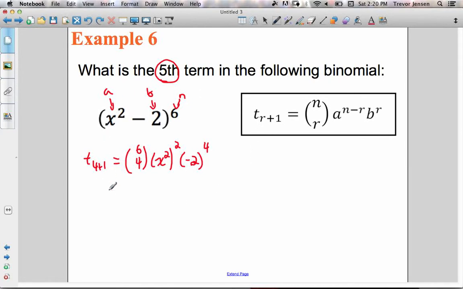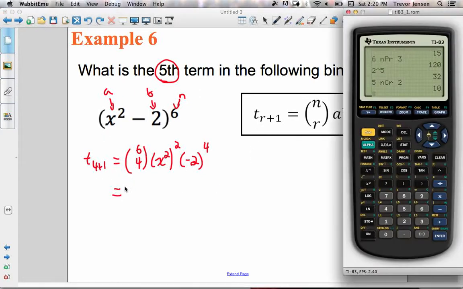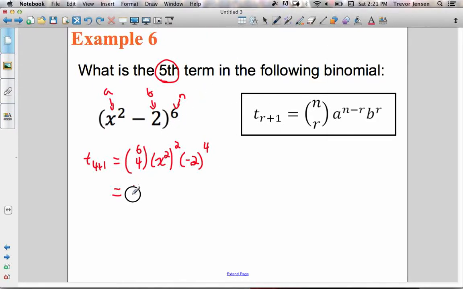Now I just have to simplify this. I have to evaluate 6 choose 4, which is 15. X squared to the 2, power by power, multiply the exponents. 2 times 2 is 4, x to the 4. And then negative 2 to the 4. So negative 2 times negative 2 times negative 2 times negative 2 will give me 16.